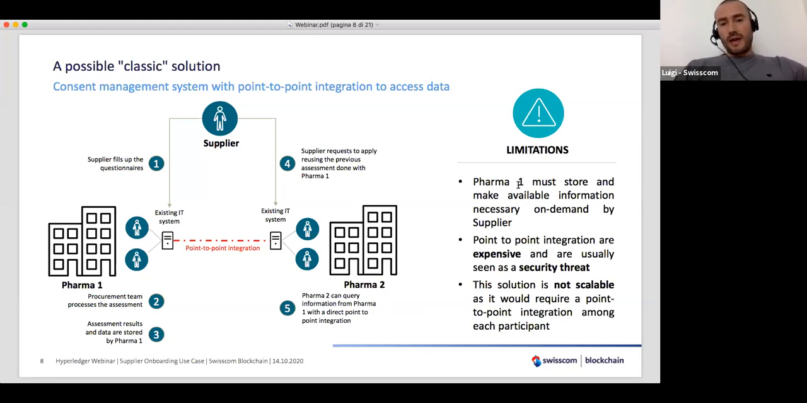Then let's imagine that the supplier would also like to start working with Pharma Two. So he needs again to go through an onboarding process, which, as I said, may be very similar. First of all, step number four, he asks Pharma Two, "Hey, I would like to be onboarded with your company, but I would like to reuse my data. I would like to reuse also the result of the assessment that has already been done by a similar company like yours." So what Pharma Two needs to do in this case, step number five, is to figure out a way to access the information that Pharma One is currently storing in order to get that information and finally review it.